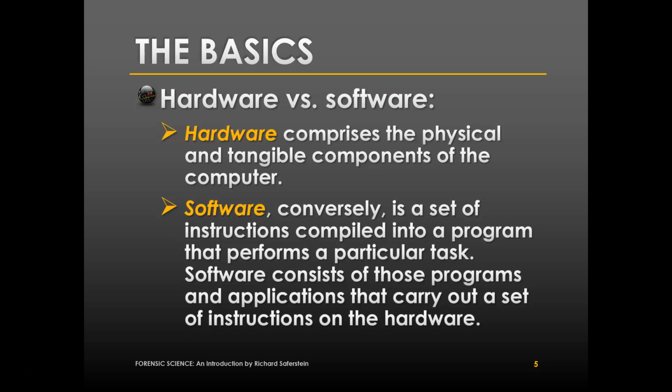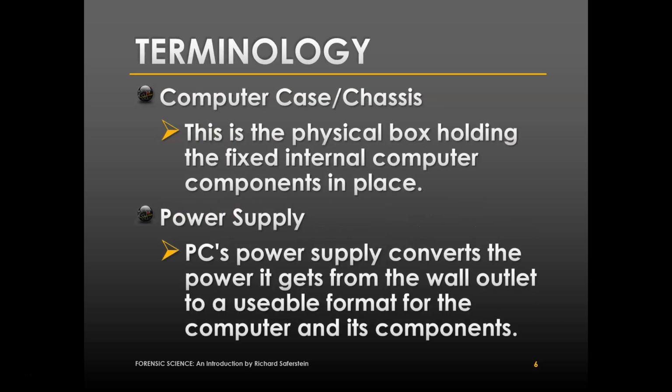So some basics, since I know a lot of you, although you have a lot of electronics, you probably don't know much about them. So the first big terms are hardware versus software. Hardware comprises the physical and tangible components of the computer. So all of the physical parts of your computer. Meanwhile, software is a set of instructions compiled into a program that performs a particular task. Software consists of those programs and applications that carry out a set of instructions on the hardware. For example, Microsoft Office is an example of software. All of those things you download onto a computer are software, while the physical components are hardware.